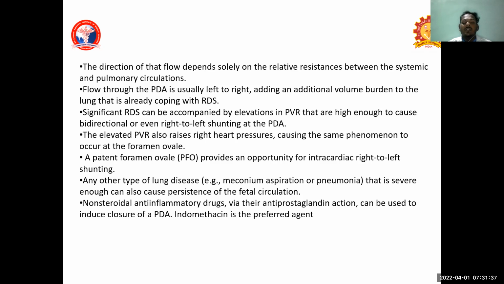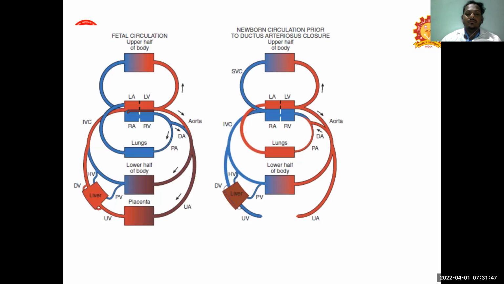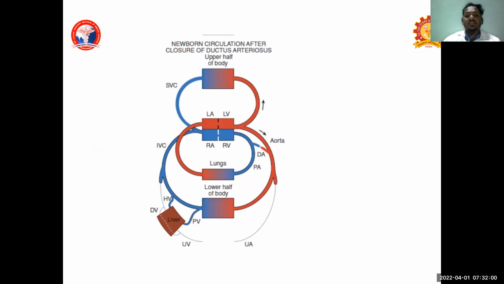NSAIDs, via their antiprostaglandin action, can be used to induce closure of the patent ductus arteriosus. Indomethacin is the preferred agent. Difference between the fetal circulation and a comparison of newborn circulation prior to ductus arteriosus closure. This is after the ductus arteriosus closure.